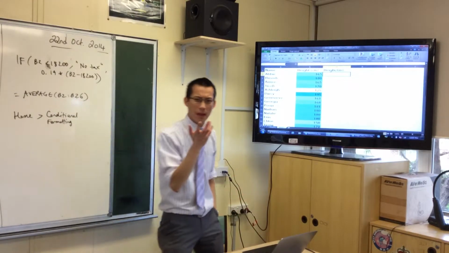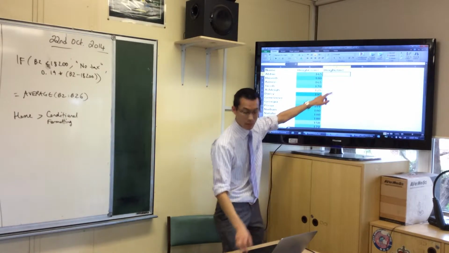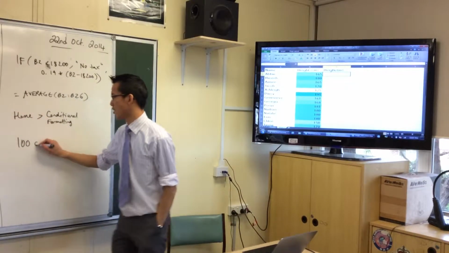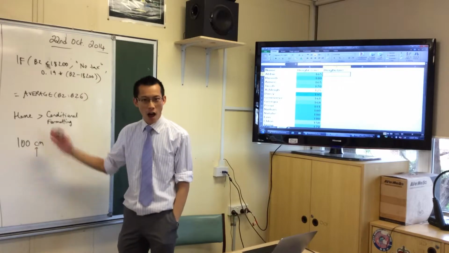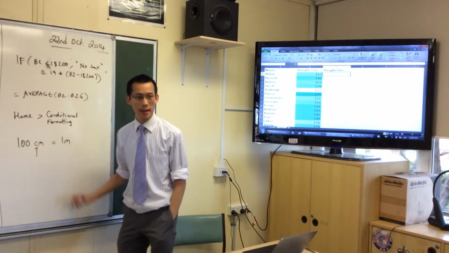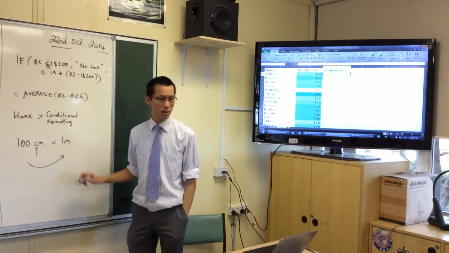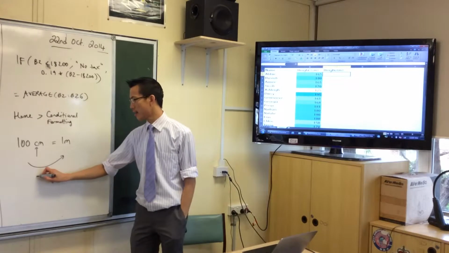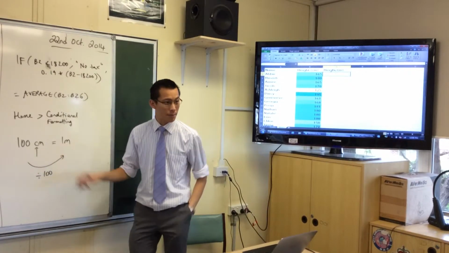So, how many centimeters are there in a meter? There are 100 centimeters, right? Because, you know, it's centi, like century, etc. So that's 100 in 1 meter, okay? So to go from centimeters to meters, I'm going to have to divide by 100, right? That'll turn 100 into 1, okay?